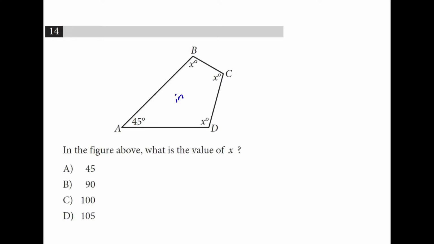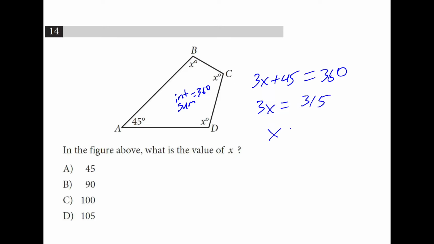The interior sum of these four angles is n minus 2 times 180, so that's 360. So we know that 3x plus 45 is equal to 360, or x plus x plus x plus 45. So 3x is equal to 315, and x is equal to 105.